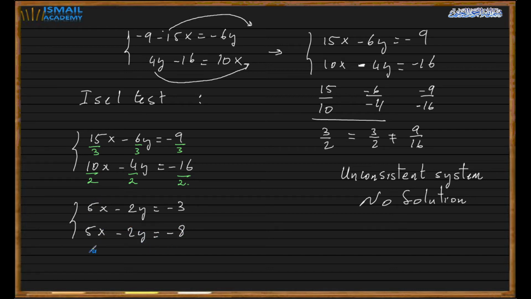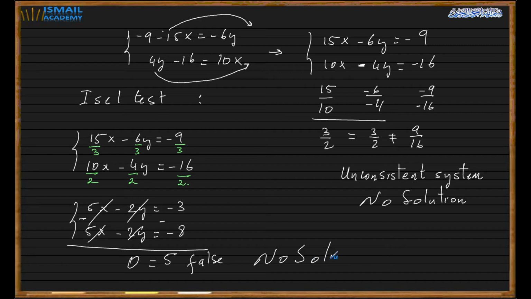You see now we end up having the same coefficient of x, and the coefficients of y are also the same with the same sign. So here I will subtract, because they are the same sign and they are equal. This will cancel out, this will cancel out, so I will have 0 here, and when I subtract this, I will end up having 5, which is false. Then let's say no solution, because this is a false statement. So this is how we solve an inconsistent system using elimination.